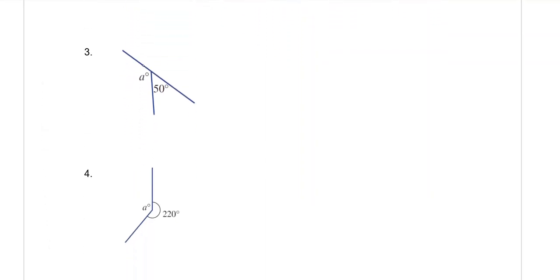Question 3, we have a straight line that has been chopped into two pieces again. So these two pieces, the A and the 50, must add to give a straight line which is equal to 180. The reason is because straight angles equal 180. To solve the equation, I minus the 50 from both sides, and I will get A equals 130 degrees.